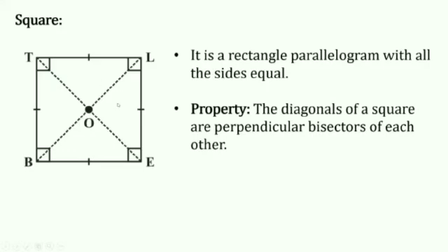One of the properties of a rectangle was that the diagonals are of equal measure. So BL is equal to TE. Apart from that, they bisect each other. So BO is equal to OL and OE is equal to OT, and they are perpendicular to each other. That means they bisect each other at a right angle, that is 90 degrees. So this is all about a square, which is a special parallelogram.